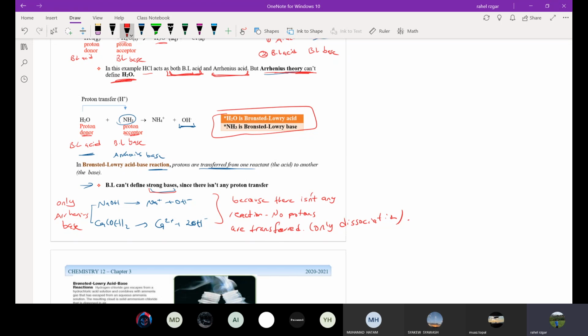What are the strong bases? Go back to the table: lithium hydroxide, LiOH, calcium hydroxide, all the strong bases. What do you mean by strong bases? Ionic bases. Since there isn't any proton transfer, that's why Bronsted Lowry cannot define them, only Arrhenius acid. Only Arrhenius base, sorry.